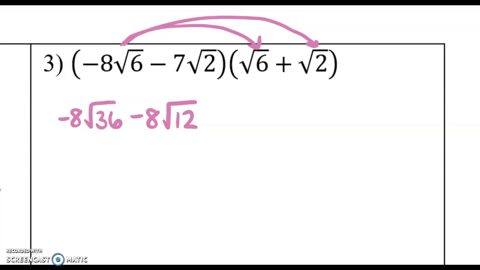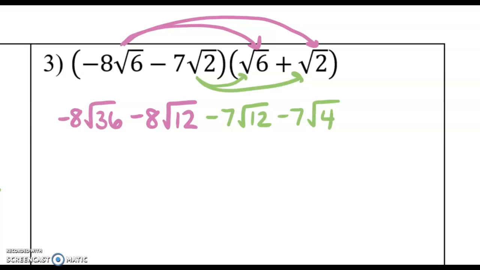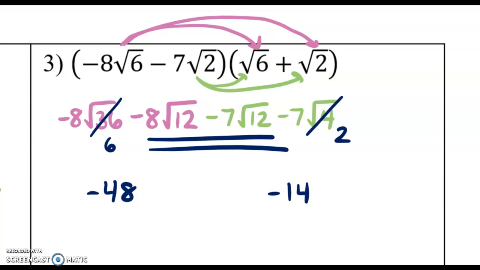Then I'm going to go through the same process with the bottom. I take that second term, which is the negative 7 root 2, multiply it by root 6, and that gives me negative 7 root 12. Negative 7 root 2 times root 2 gives me negative 7 root 4. Then I'm going to start simplifying. The square root of 36 is 6, so negative 8 times 6 gives me negative 48. The square root of 4 is 2, and negative 7 times 2 gives me negative 14. Those middle two terms can be combined: negative 8 minus 7 gives me a negative 15 root 12.